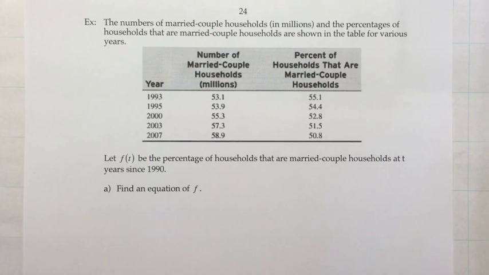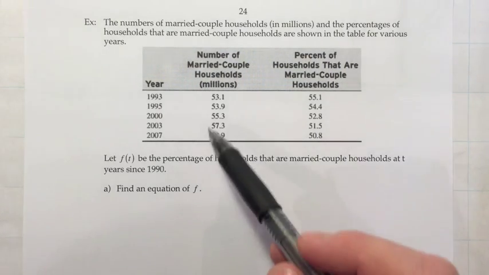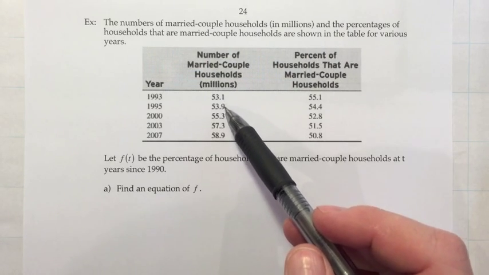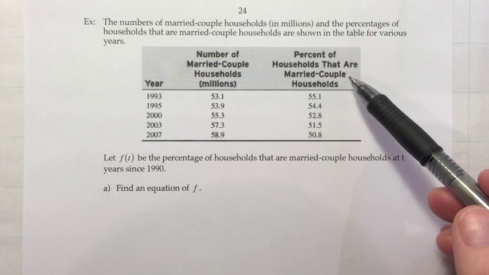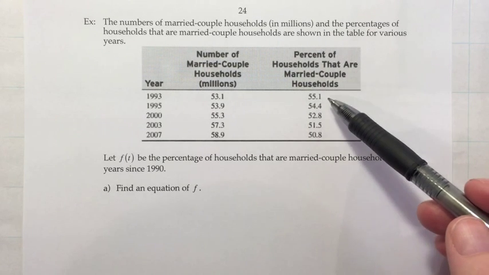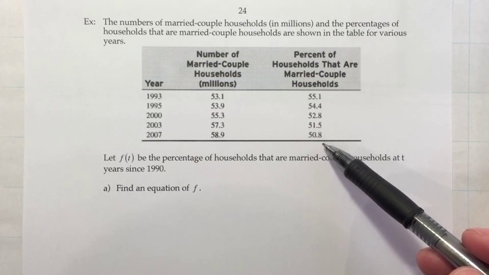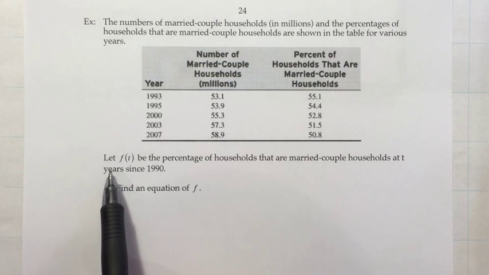Okay, let's finish up by looking at an application of inequalities. The number of married couple households in millions and the percentage of households that are married couple households are shown in the table for various years. So we've got 93, 95, 2000, 2003, and 2007. We have the number of married couple households in millions, and we can see that the number of married couples is increasing. And then we have the percentage of households that are married couples, and we can see that those are decreasing. And let's see what they want from us.